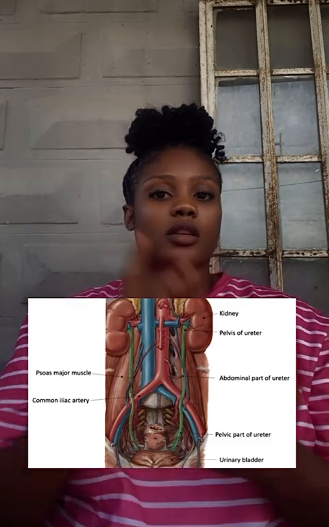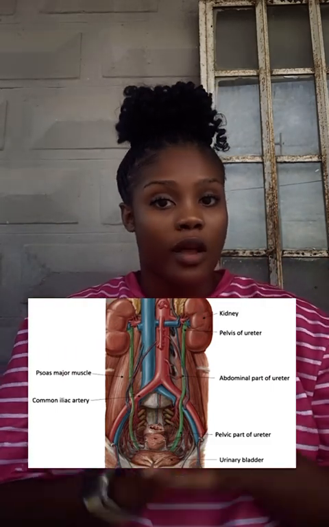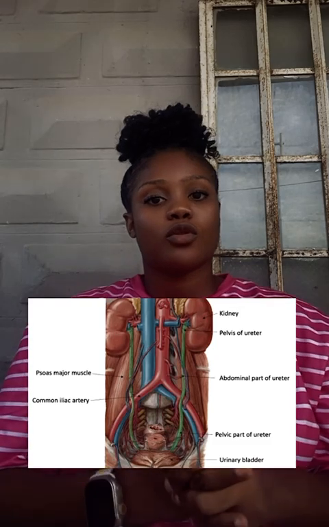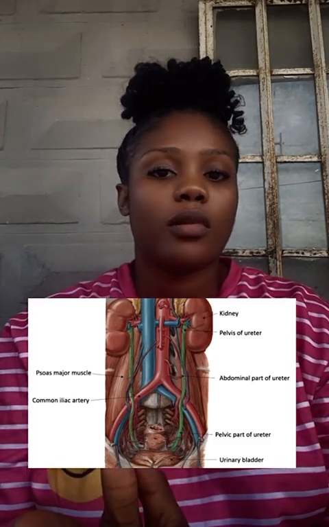So now we talk about the intramural part. This intramural part is the shortest part. It penetrates the posterior part of the bladder obliquely. That's slanty. It penetrates the bladder. Organs associated with the ureter: superiorly to the ureter are the kidneys, and inferiorly to the ureter is the bladder.